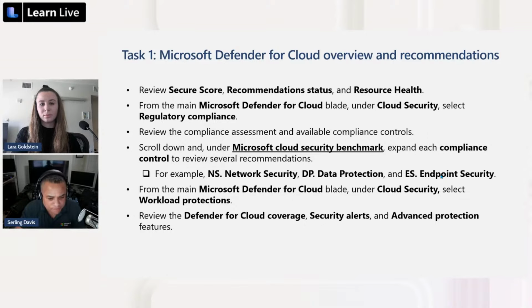Once you've done that, you can navigate back to the main page of Microsoft Defender for Cloud, navigate down to security, cloud security, and then we're going to explore workload protection. So my navigation would be if I'm no longer in regulatory compliance, then I would simply, in that same left-hand column, if you will, find my way down to cloud security. Within cloud security, I'm going to click on workload protections blade. There you can review cloud coverage, security alerts, and advanced protection.